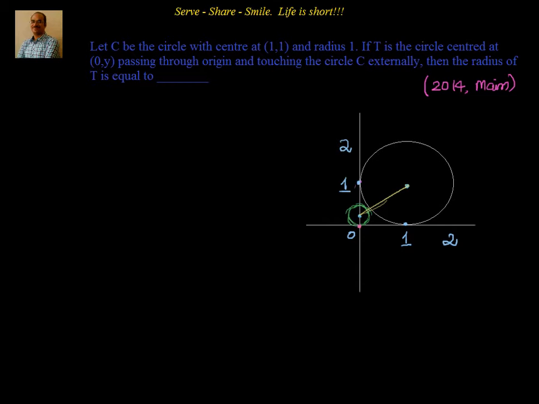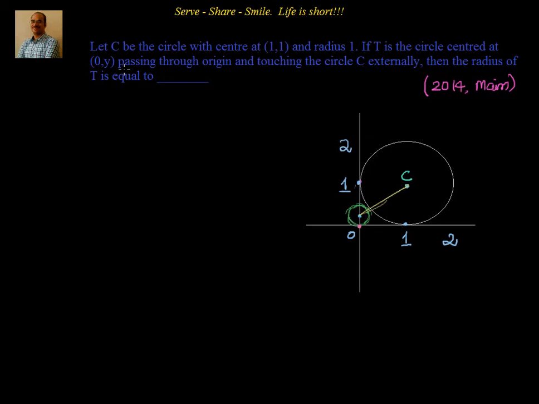So we have been given first a circle C. This is circle C with center at (1, 1) and radius equal to 1. So obviously we know that the center is at (1, 1), then this is (0, 1) and (1, 1). We are okay with that.